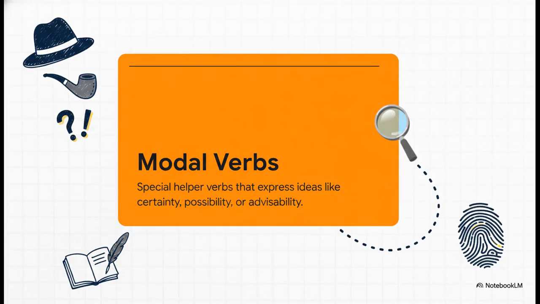Well, simply put, modal verbs are like special helper verbs. They don't really show an action on their own. Instead, they add extra meaning to the main verb. They help us express how certain or possible something is. Basically, they're all about telling us the odds of something being true.